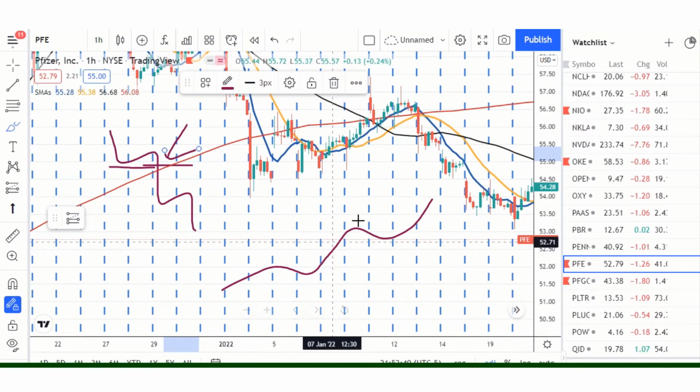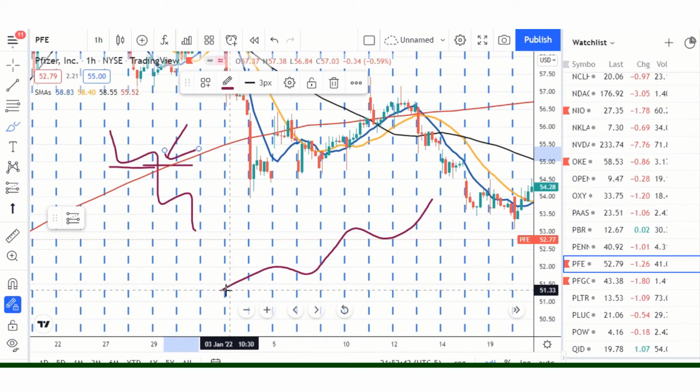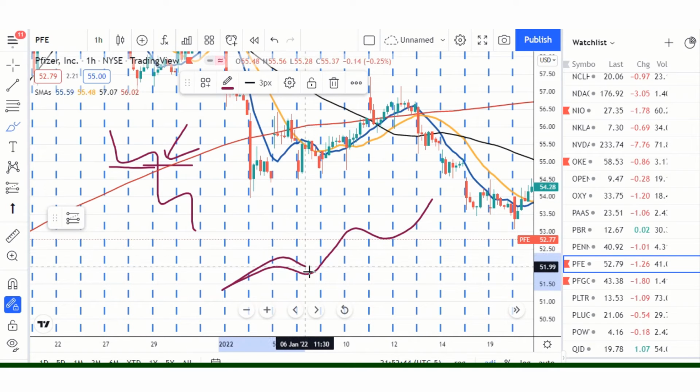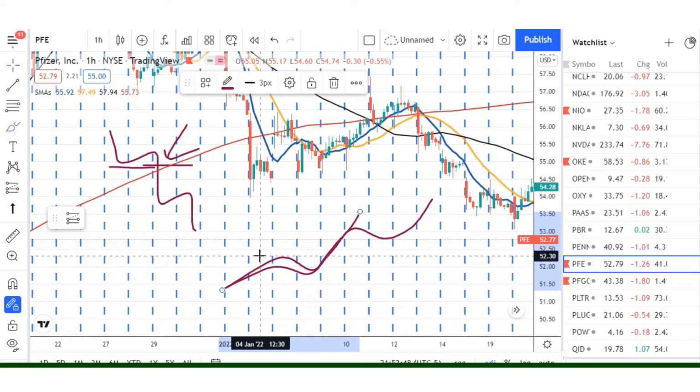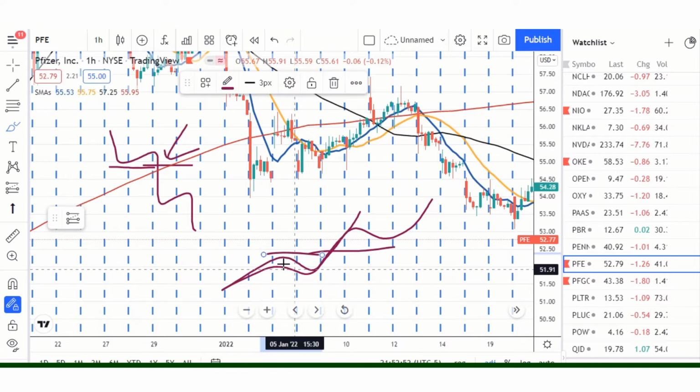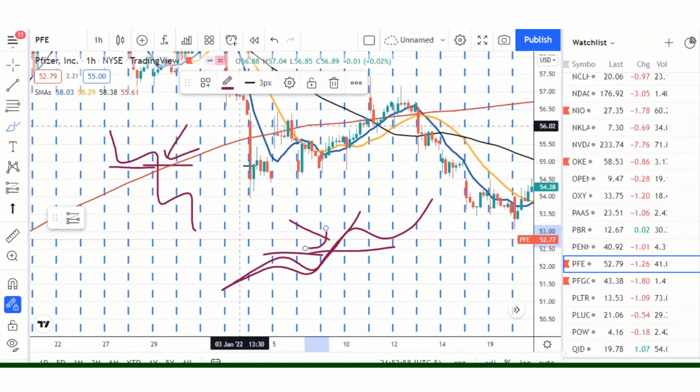Again, if you're doing an uptrend, the stock goes up, comes down, goes up, and once it passes over here, the high of the previous move, that's a good time to enter a call trade. So let's look for some examples here in Pfizer stock.